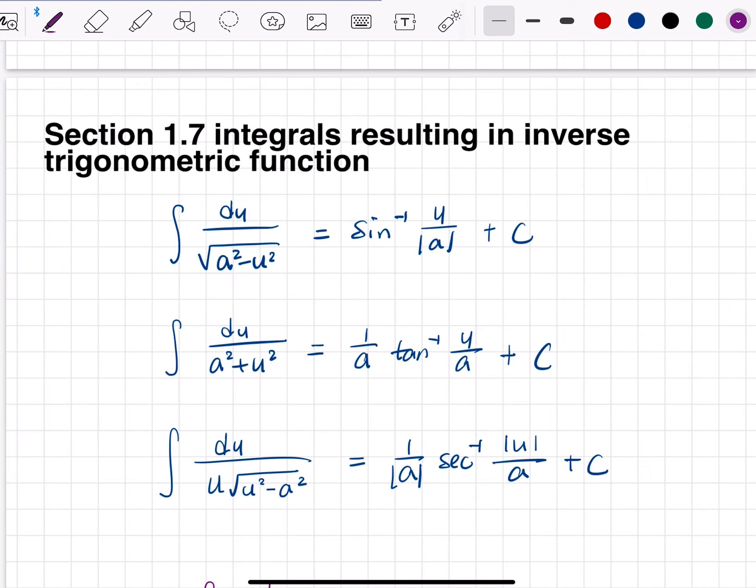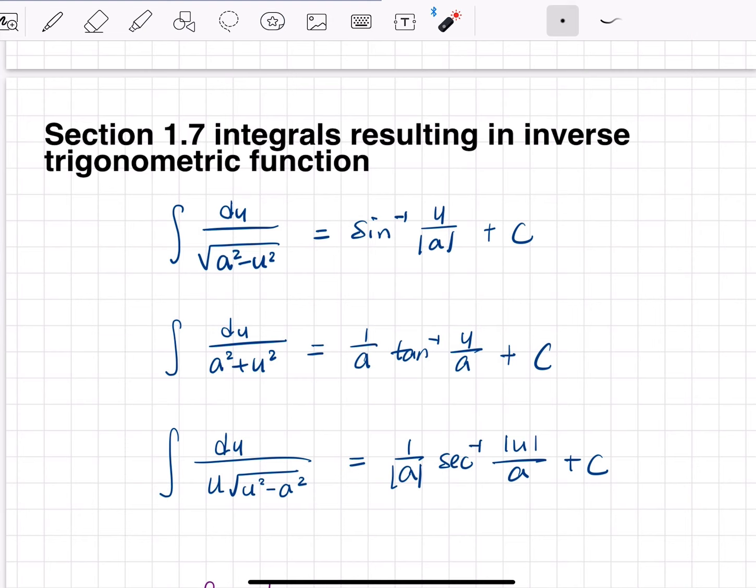In section 1.7, we will have three formulas. If I want to find the integral of du over square root of a squared minus u squared, this is the format, then the end result is going to be the inverse sine function, arc sine, of u over the absolute value of a. If we have the integral du over a squared plus u squared, then we have a tangent inverse function. And if we have du over u times square root of u squared minus a squared, then we will have the secant inverse.